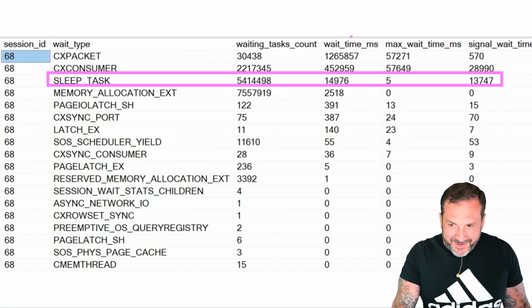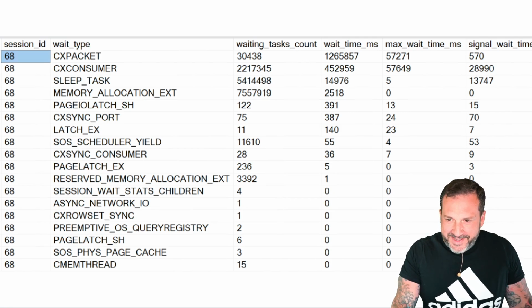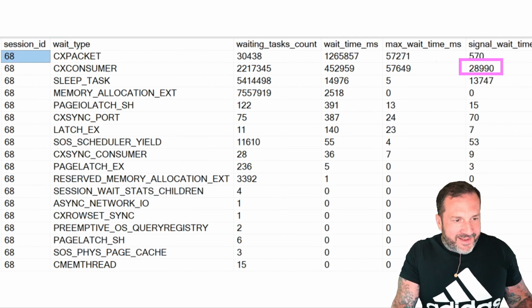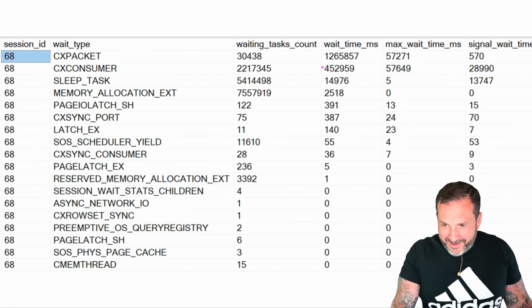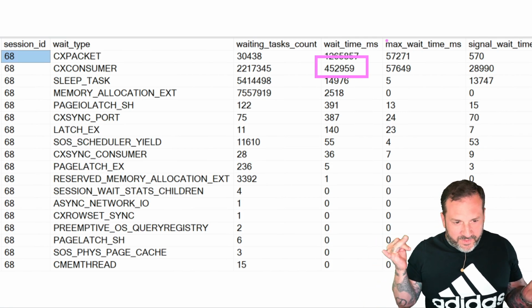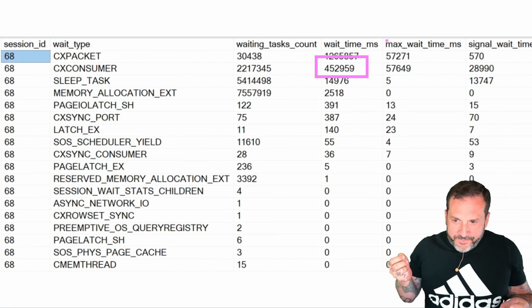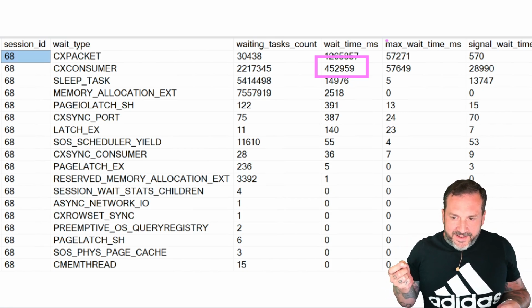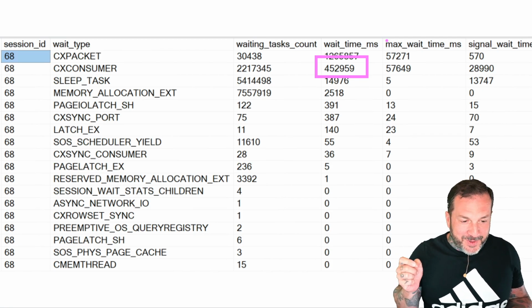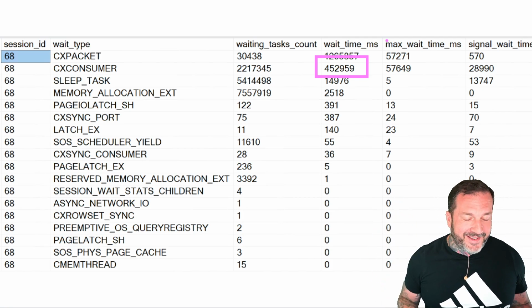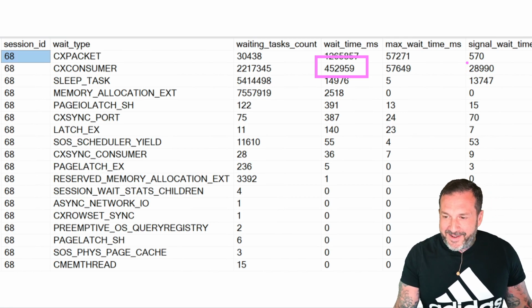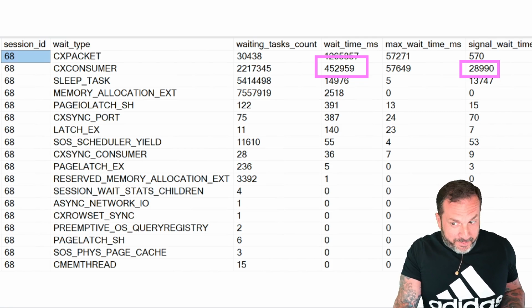And that's also very interesting with the CX consumer waits. That's nearly 29 seconds of signal wait time out of the, let's see, what is that? Oh, sorry, I messed that all up. Let's see, 452959. It's a 6-digit number, so that's 452 seconds of wait time on CX consumer, which the query plan doesn't show you. Someone at Microsoft, man, why? And like 30 seconds of that 452 seconds was waiting on CPU signal, which is bonkers.